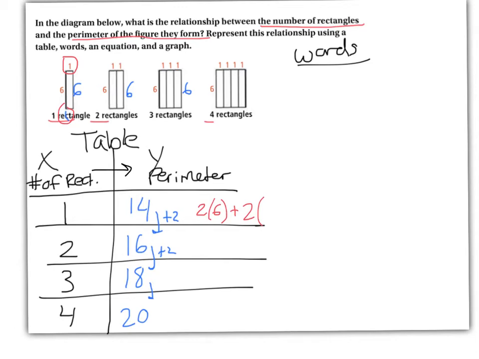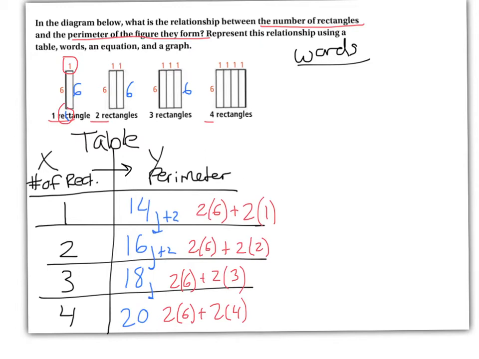So this first one was 2 times 1 rectangle. The second one was 2 times 6 for the long sides, plus 2 because of the top piece and the bottom piece, but you had that for each rectangle, so times 2. Then the third one was still 2 times 6, and to pick up the top piece and the bottom piece, we had 2 for the top and the bottom, times 3 rectangles, and then the last one was 2 times 6 plus 2 times 4.